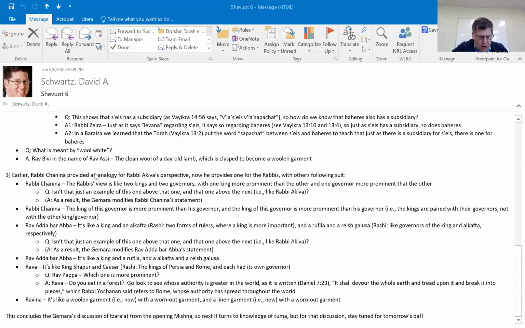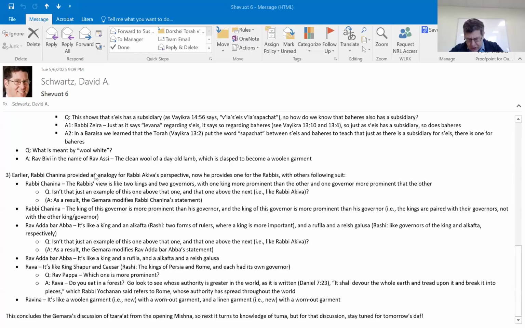Rav Ada bar Abba Amar Kagon Malka v'al Kafta Rufila v'Reish Galusa. It's like a Malka and Al Kafta, a Rufilia and a Reish Galusa. So Rashi helps us out here. It's a little less than halfway down in the narrow lines. Looks like it's about 22, 23 lines down in the narrow lines on Vav Amabet. Malka ve'al Kafta, Shnei Malachim Heim. Both Malka and Al Kafta are both considered like kings. Umalka chashiv mi Al Kafta, but a Malka is a more important king than an Al Kafta.